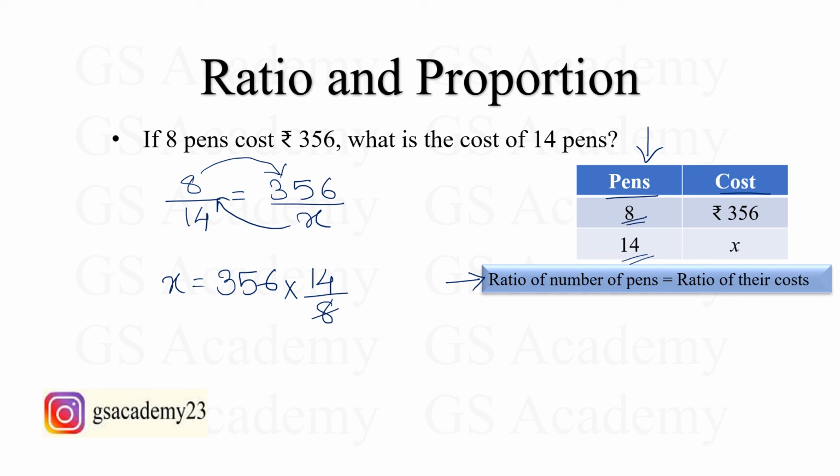So 2 4s are 8, 2 7s are 14, 4 1s are 4, 4 8s are 32, here 3, 4 9s are 36. So this will be 89 into 7. While multiplying 89 with 7, we will get 7 9s are 63, carry over 6, 7 8s are 56 plus 6 is 62. So cost for 14 pens will be 623. I hope this concept is clear.